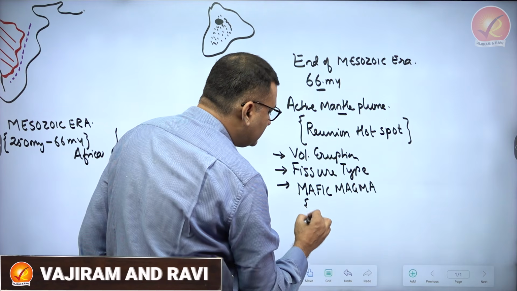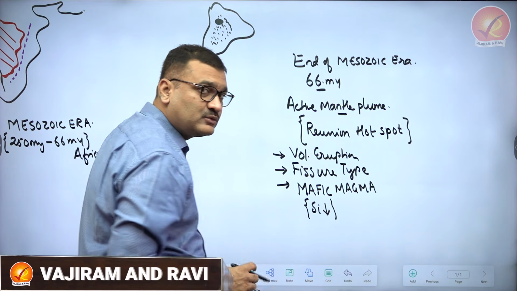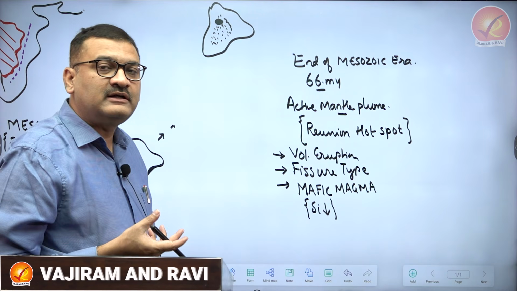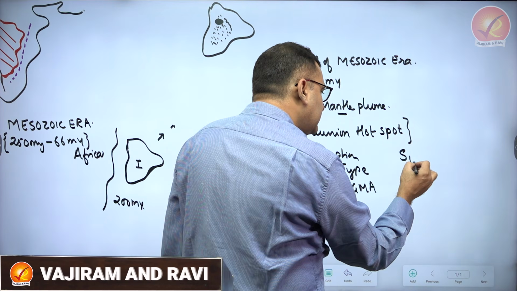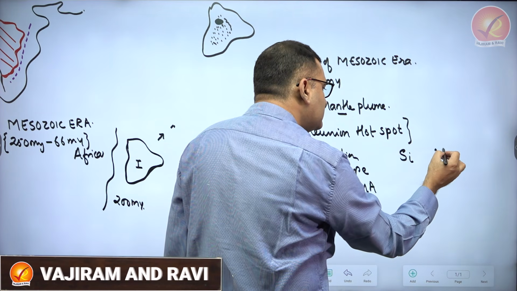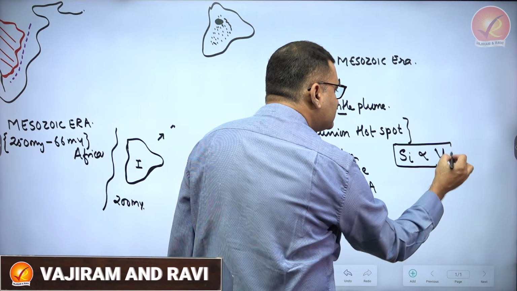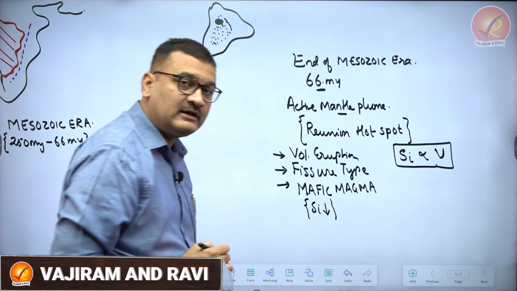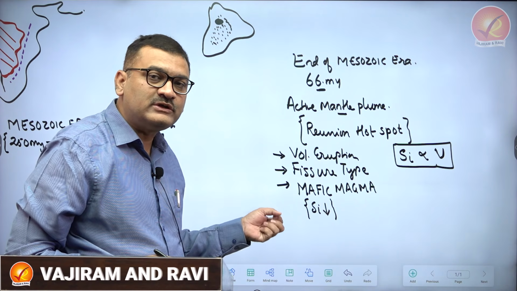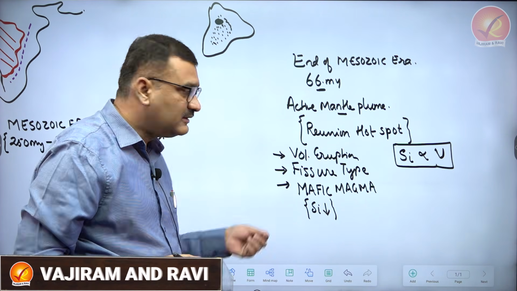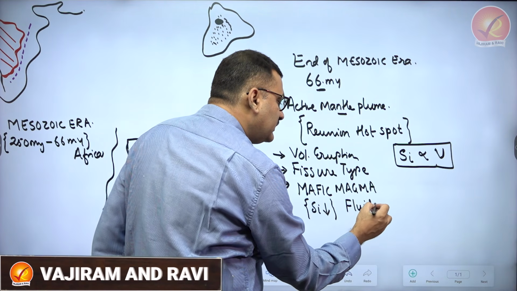Mafic is where the silica content in the magma is relatively less. So the amount of silica present in the magma was less, and we know that if the silica content is less, the viscosity is also less, because the relationship between silica content and viscosity is directly proportional. So when the magma is coming from the deep interior of the earth, it has a very small proportion of silica. How is this magma? It is going to be more fluidic in nature.